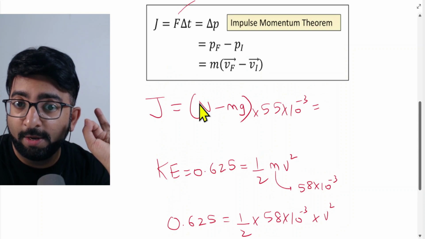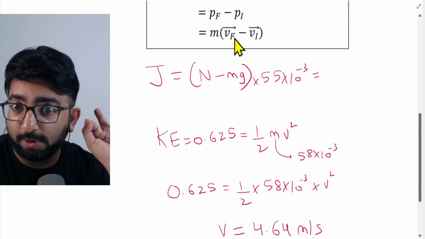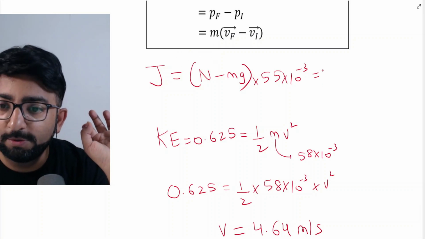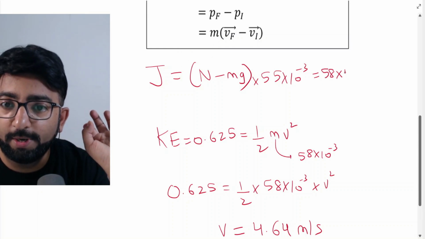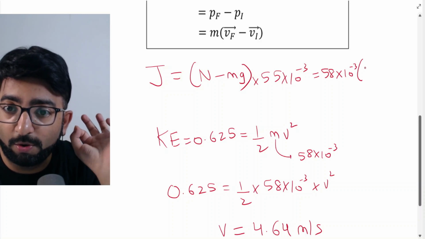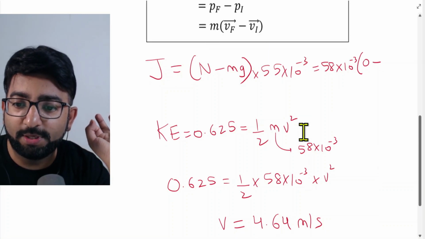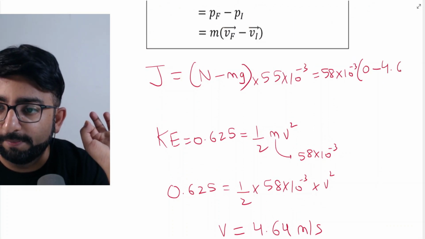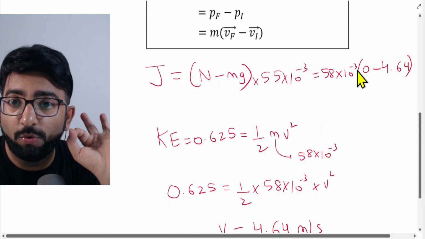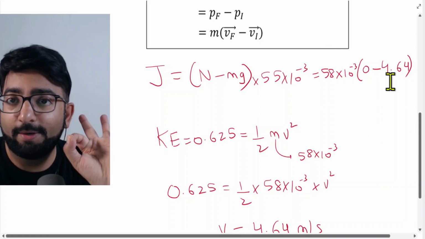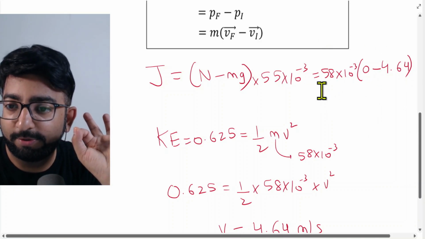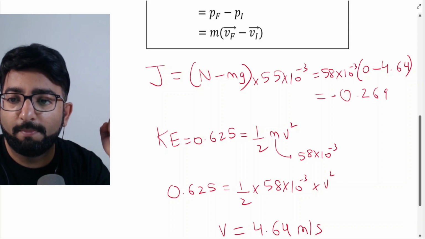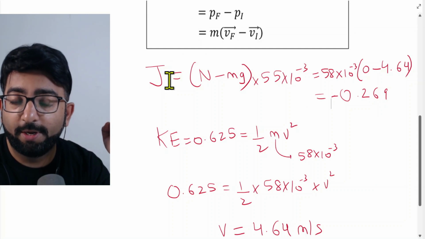So the value of J, which was F into delta t, which is equal to the change in the momentum, we will write as m, the mass, so let's write that as 58 into 10 to the power minus 3. Final velocity being 0. Initial velocity we have just calculated to be 4.64. So let's write that in. Now all we need to do, let us simplify only the right side of this expression. If we figure out an answer, we will get 0.269 with a minus sign. That's the value of J, the impulse.